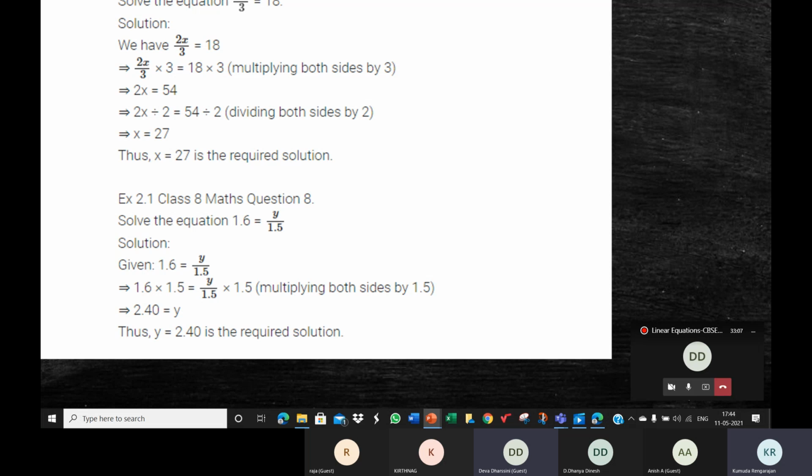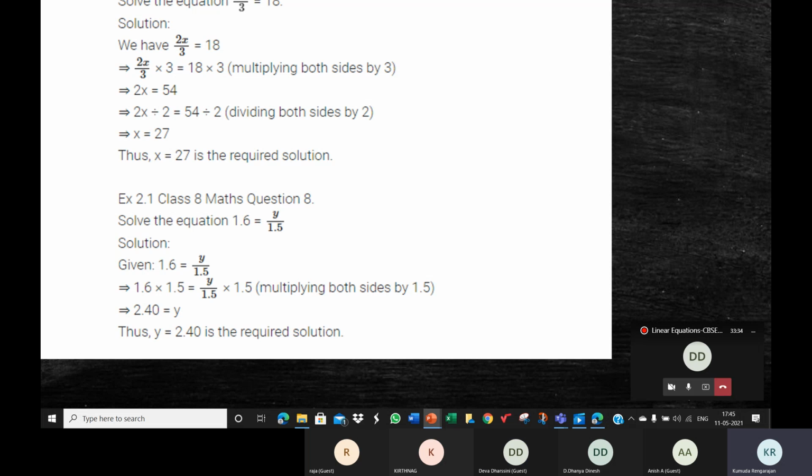Yeah, continue. Ma'am, the equation they have given is 1.6 equal to y by 1.5. So first we have to write the equation 1.6 equal to y by 1.5. So we have to take the 1.5 out of there, ma'am. So what is the first thing?